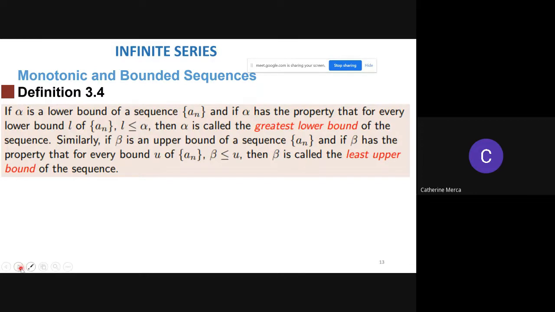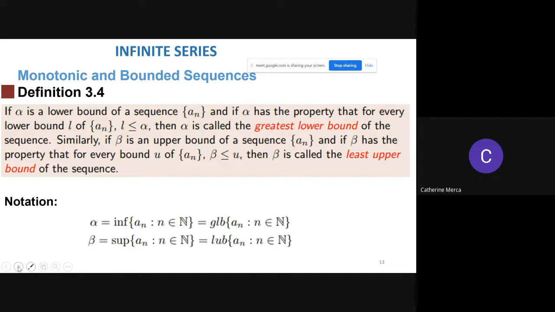Infimum. Ano siya? Wala nakasulat dito. Ayan. Infimum. Ang greatest lower bound is the infimum of a sub n, element of n.